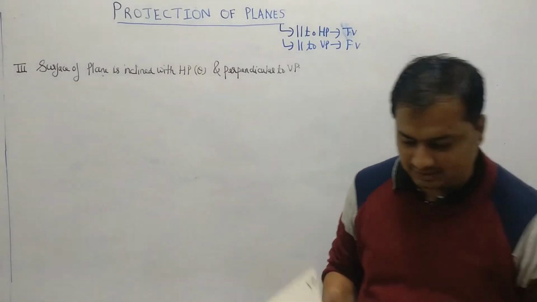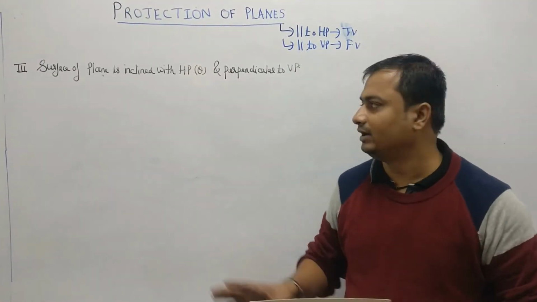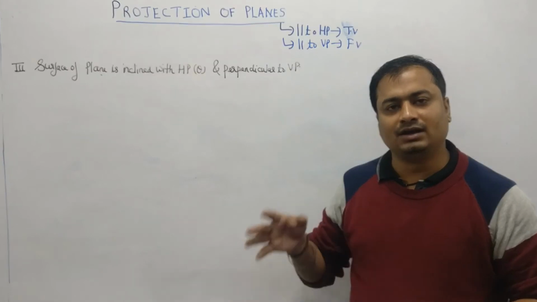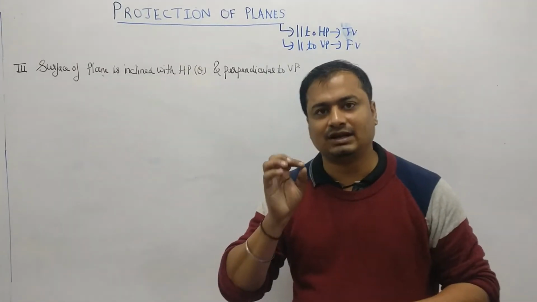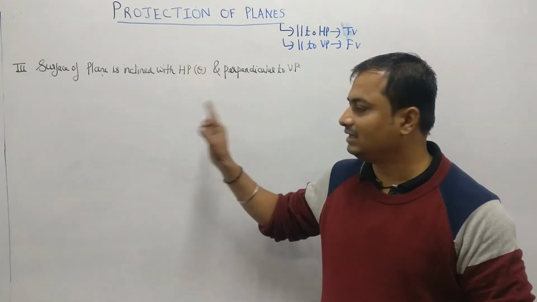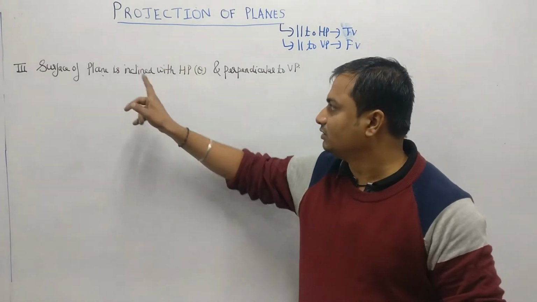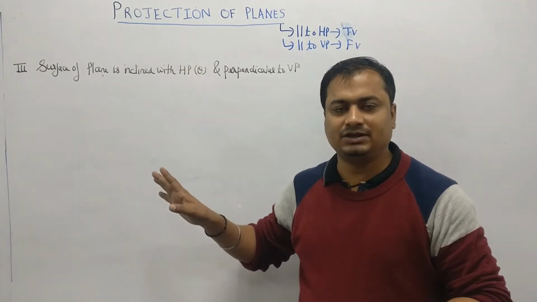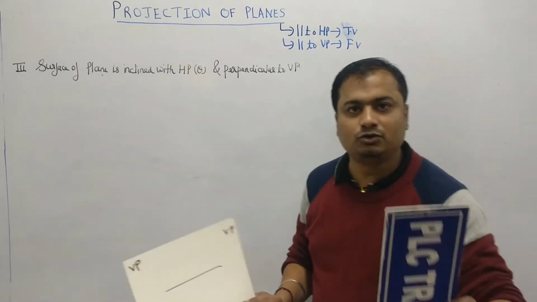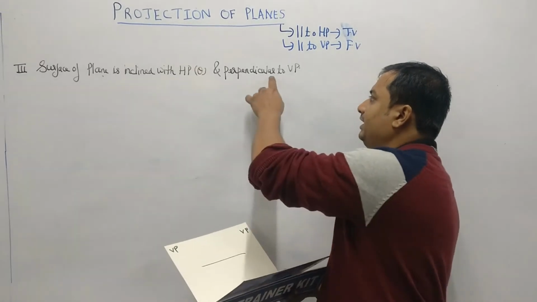Now this case is actually: the surface is inclined with the HP, so I have taken the angle as theta. If you have remembered the last topic, projection of line, there also I introduced that when the line was inclined with the HP, that angle was theta. So that same HP angle, theta, I have introduced here for the plane also. So the surface of the plane is inclined with the HP and perpendicular to the VP. Now how is the surface going to incline with the HP and be perpendicular to the VP? So first I will make it perpendicular to the VP.